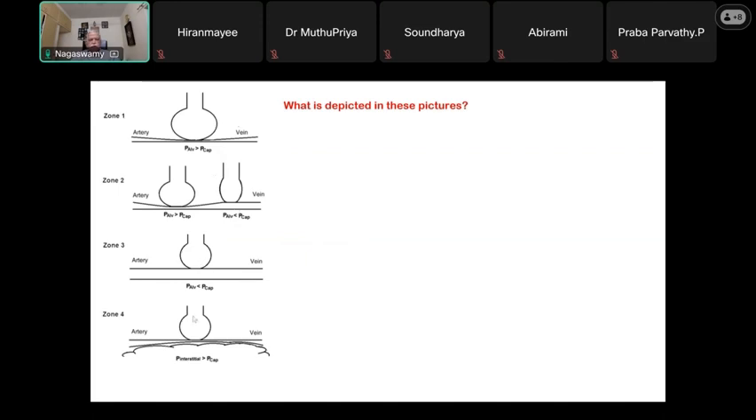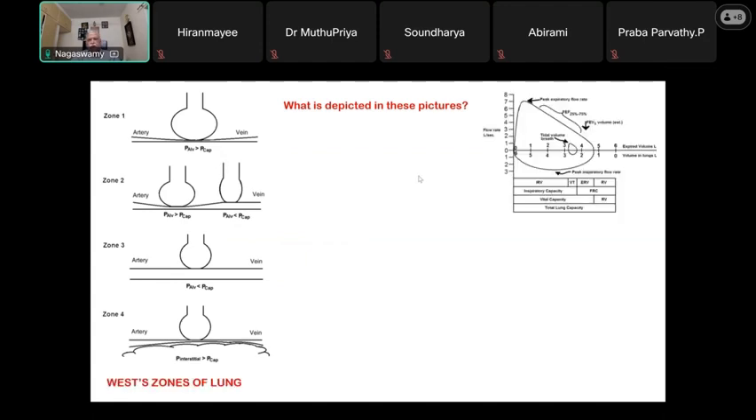So this is how the 3 zones are there. Why we should know about them is to understand the VQ matching, that is ventilation perfusion matching. How it is taking place is defined by these West zones of the lung.